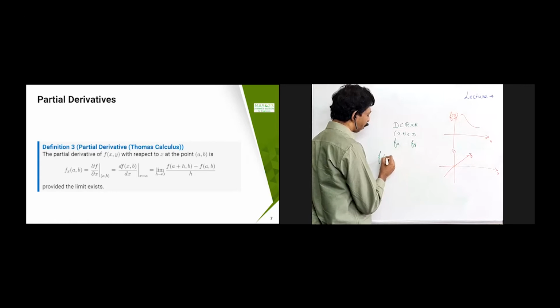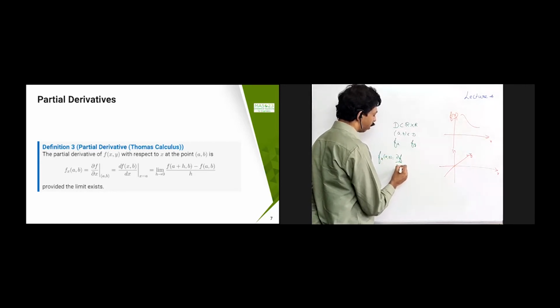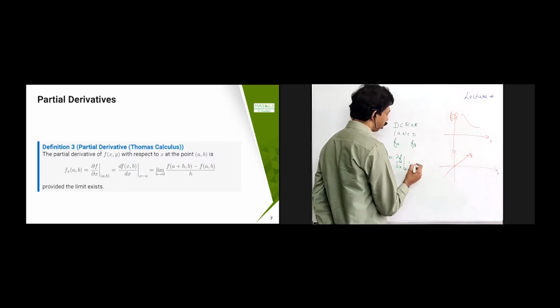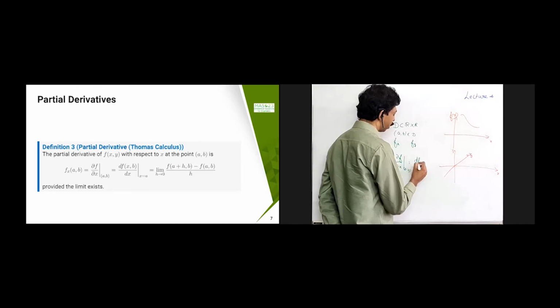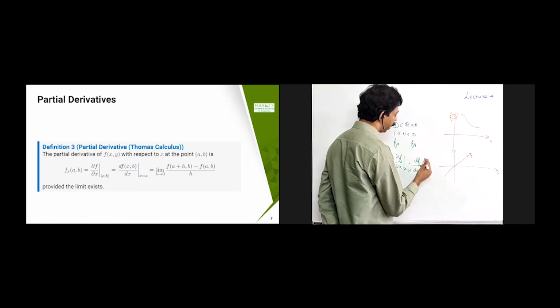Okay, f_x at (a, b) is the same as ∂f/∂x at (a, b). I define that as df/dx. Here I'm going to keep b as constant, so I define f(x, b) at x equal to a.